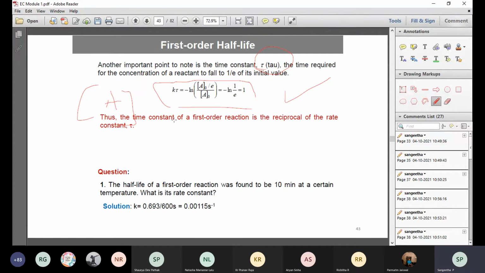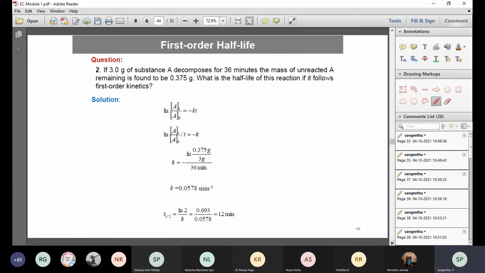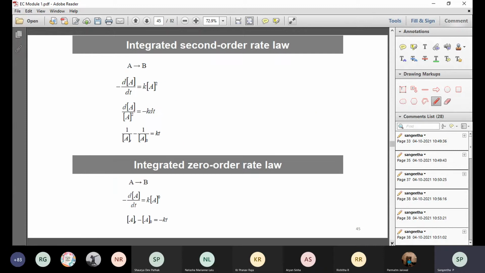Okay, so note down this one, where the time constant of the first order reaction is the reciprocal of the rate constant. Okay, problems you have here, this I will go to the end. It's not required. I think this is not required. You can study this integrated second order rate law with respect to A to B.